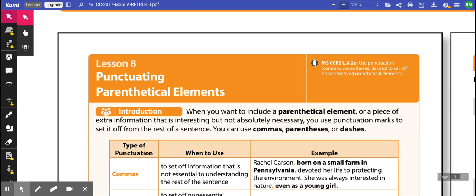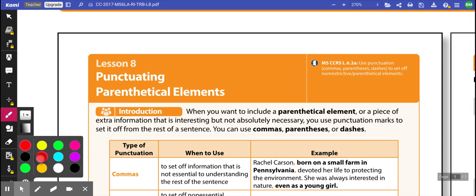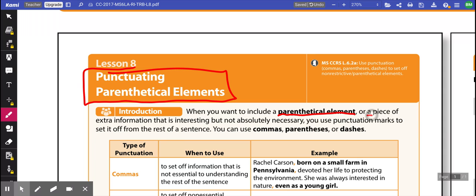And one of our big things with this is making sure that we're going over some things with commas, and I want to make sure that there's some stuff that we understand that we haven't forgotten from last year. So, real quick, just so you remember, we're punctuating parenthetical elements. And parenthetical elements, just in case you don't remember, is a piece of extra information that is interesting but not absolutely necessary, which means you can usually cut it out, that you don't actually need the information to make your sentence make sense.